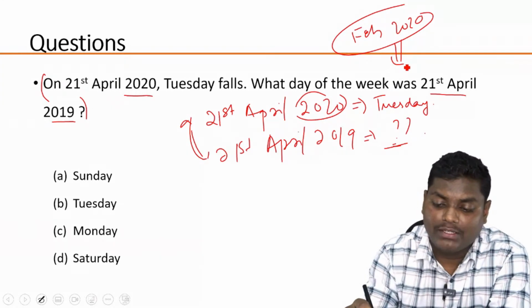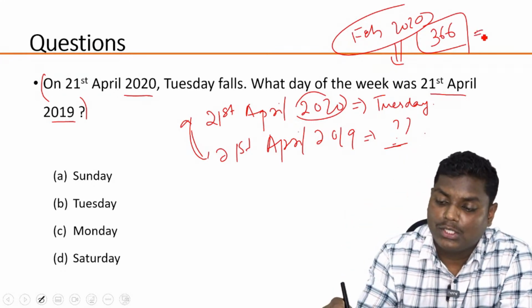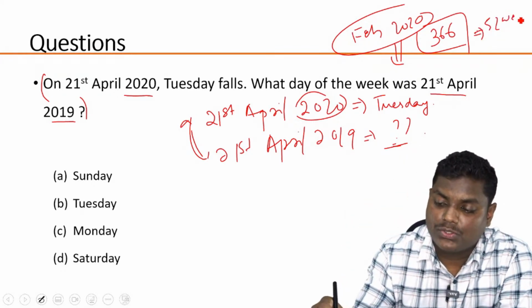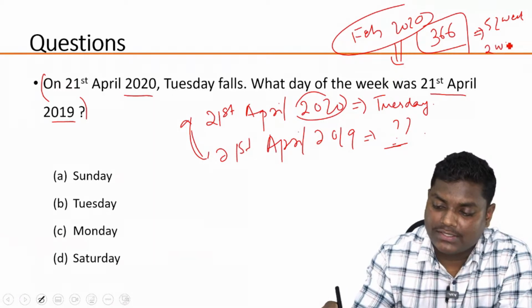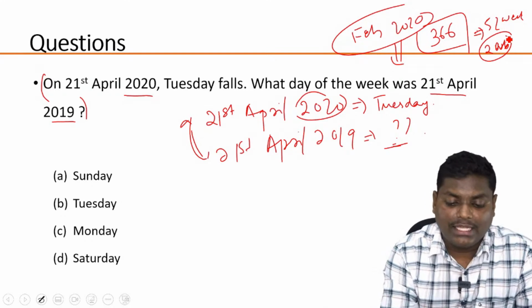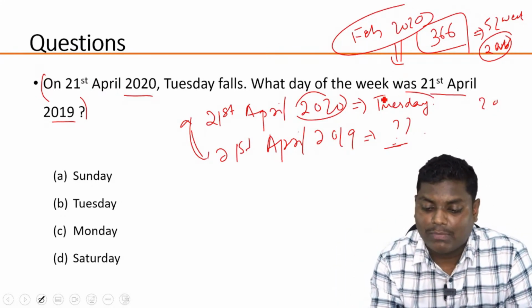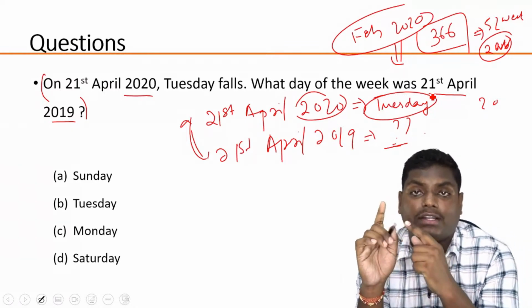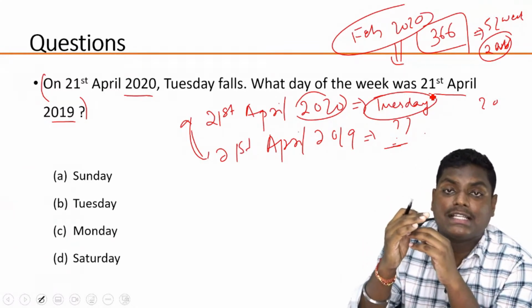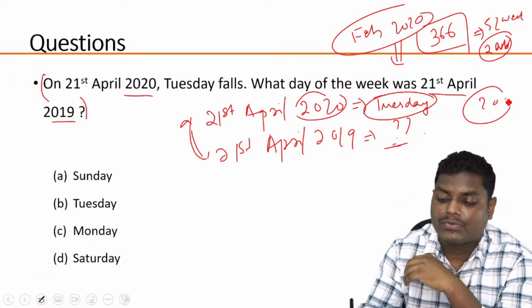In a leap year we know 366 days are there, so we can have 52 weeks plus 2 days extra. Since we are counting in the reverse direction from 2020 to 2019, this 2 days extra will be subtracted from this Tuesday. Just one simple thing you have to do: since we are counting in reverse from 2020 to 2019, you need to subtract 2 days.